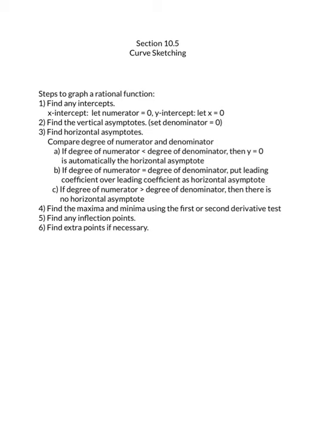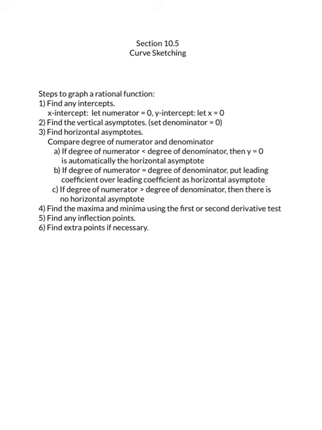Remember that an x-intercept is where the equation equals 0, where y equals 0. These are going to be fractions. Fractions are 0 when the numerator equals 0. So to find your x-intercepts, you're going to let the numerator equal 0. To find y-intercepts, you're going to put 0 in for x.